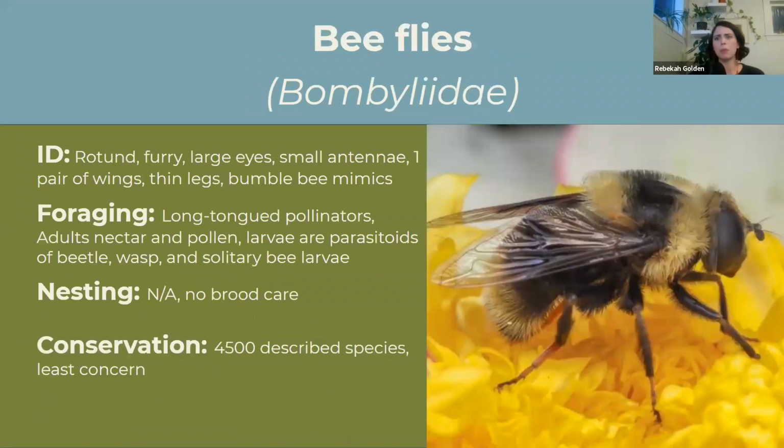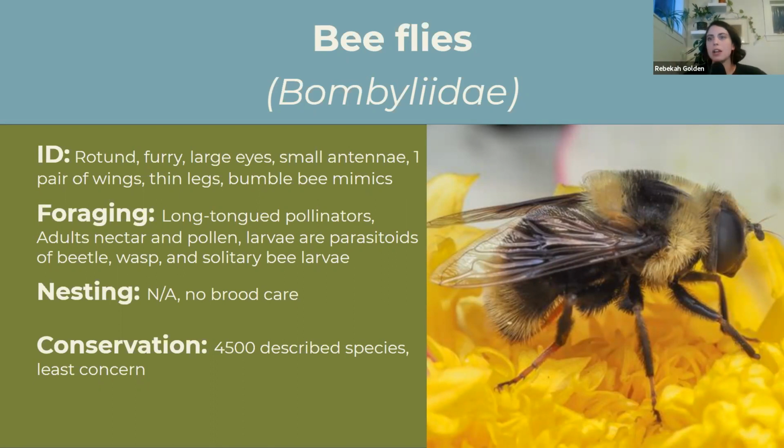Okay, and then we had syrphid flies as our bee mimic last time, and now we've got bee flies. These are the bombyliid flies that are very round and very furry. They've got these great big eyes that almost touch in the centers of their head and tiny little antennae that barely poke out in between. But these are really great long-tongued pollinators.